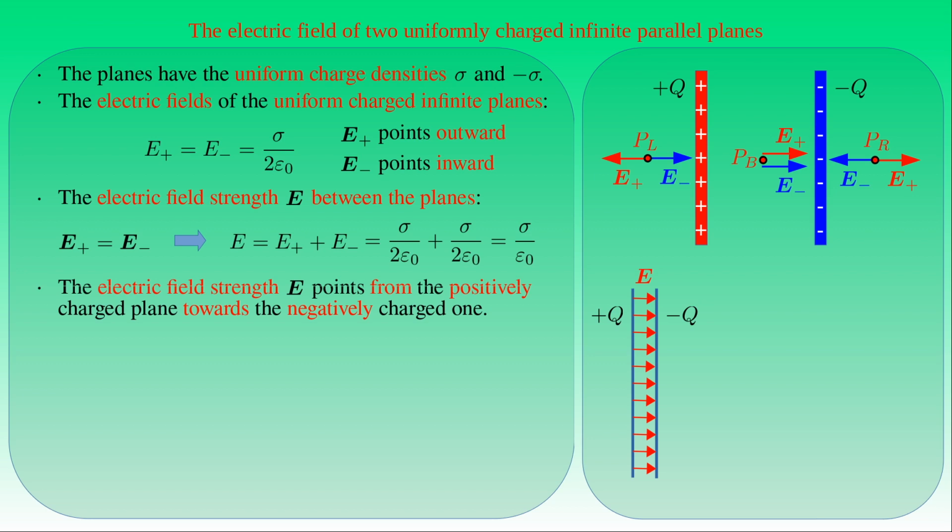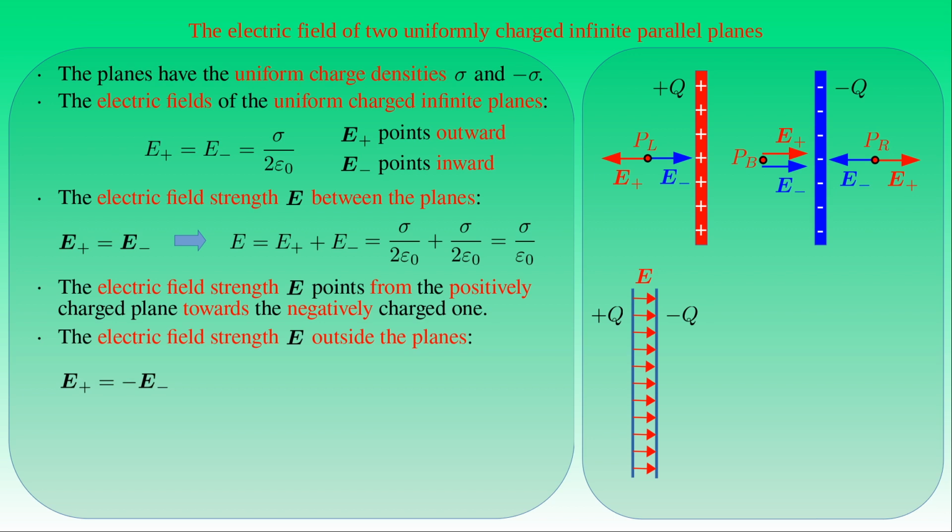If we consider the points PL and PR on the left and right-hand sides of the pair of the planes, we see that the electric fields E sub plus and E sub minus point in opposite directions. This fact can be expressed by the vector equation stating that the electric field E sub plus is equal to minus the electric field E sub minus outside the space between the planes.